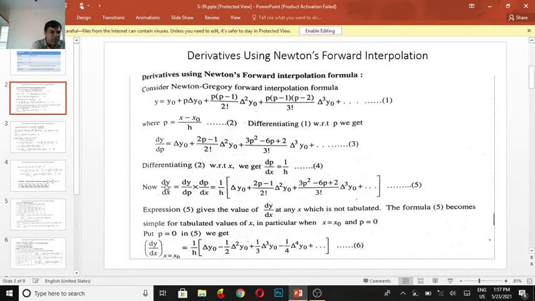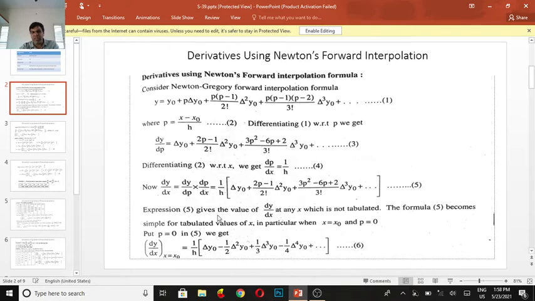Substituting dy by dp, we get dy by dx equals 1 by h times delta y naught plus 2p minus 1 divided by 2 factorial del square y naught plus 3p square minus 6p plus 2 divided by 3 factorial del cube y naught plus 4p cube minus 18p square plus 22p minus 6 divided by 4 factorial del raised to 4 y naught, etcetera. I call this equation 5.